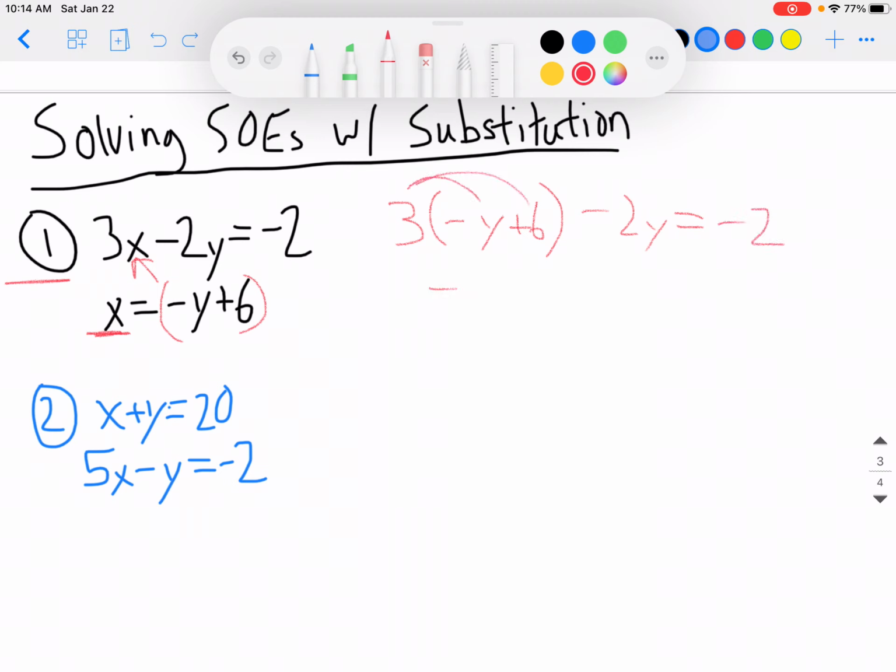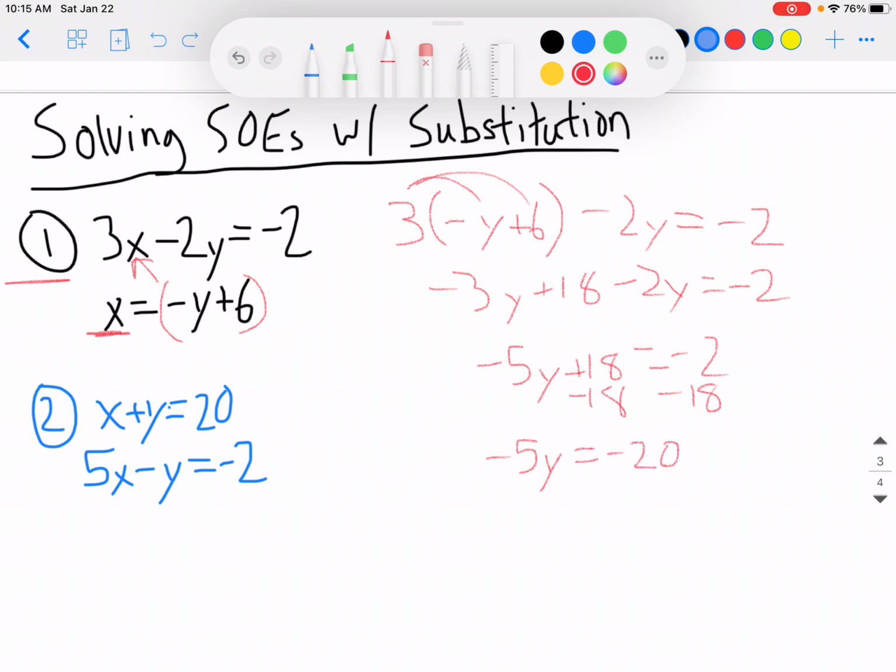So distribute: negative 3y plus 18 minus 2y is equal to negative 2. And then I combine some like terms. Negative 5y plus 18 is equal to negative 2. What I'm going to do is subtract 18 from both sides, and I have negative 5y is equal to negative 20. This means y has to be positive 4.